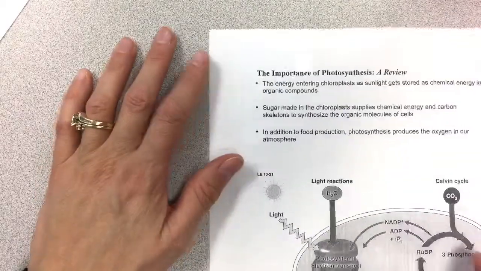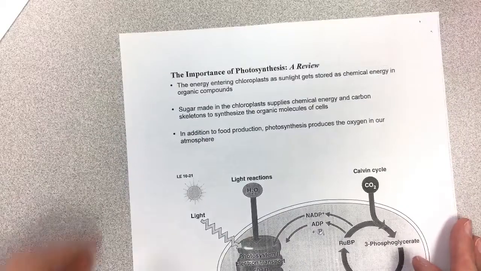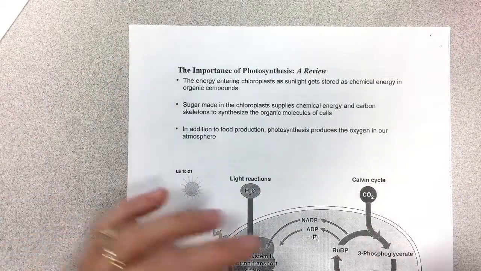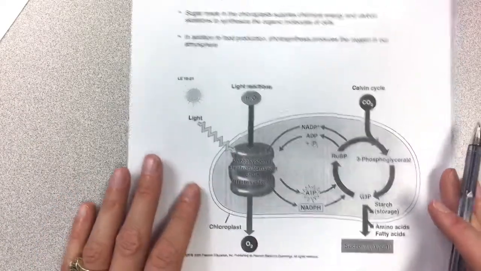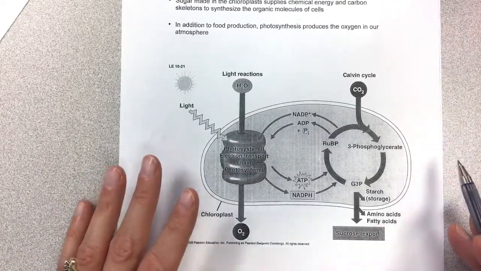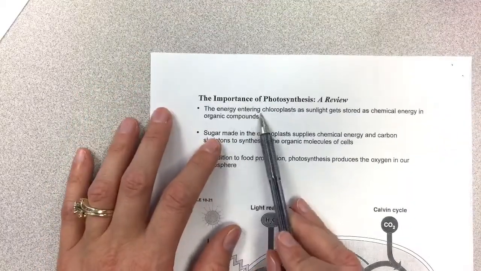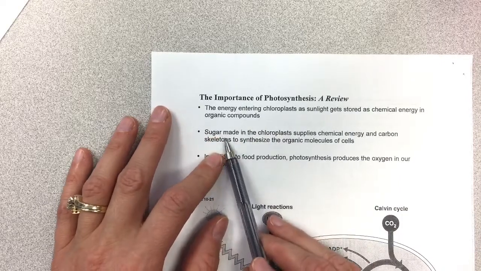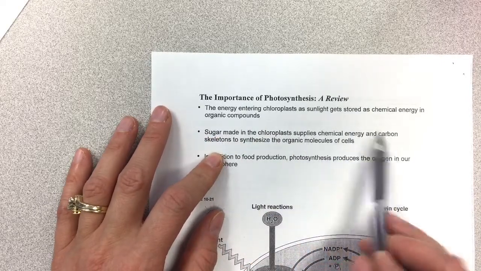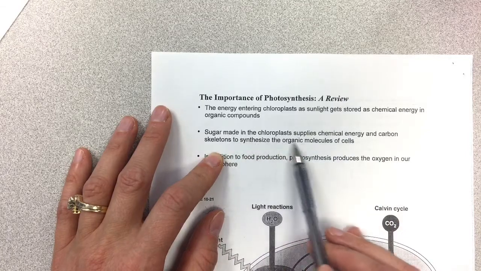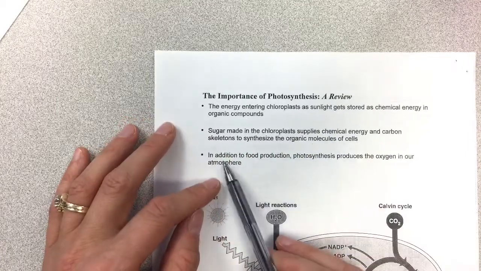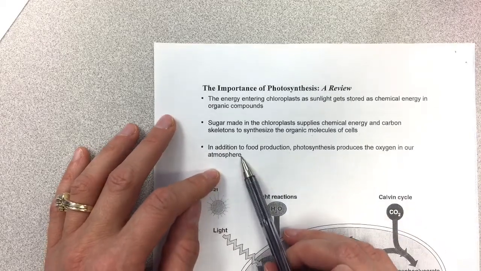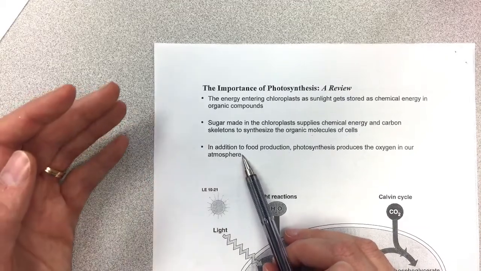So the very back page, the very last page of your notes, just gives you an overview, again, of the whole process of photosynthesis. And so this picture down here is similar to what we did at the beginning. It gives you a little bit more information. It says the energy entering chloroplast as sunlight gets stored as chemical energy in organic compounds. Sugar made in the chloroplast supplies chemical energy in carbon skeletons to synthesize the organic molecules of cells. In addition to food production, photosynthesis also produces the oxygen in our atmosphere, which then sustains every other living organism.